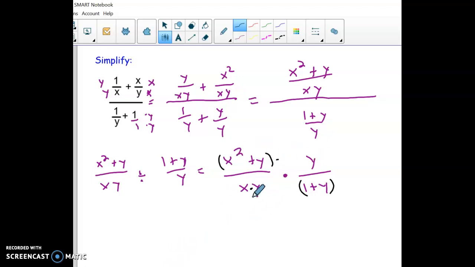Okay, and the answer is they both have a times y. So this y and this y are both multiplied by y without any plus 1 or anything like that. They're just times y, so they cancel. And I think that's it.